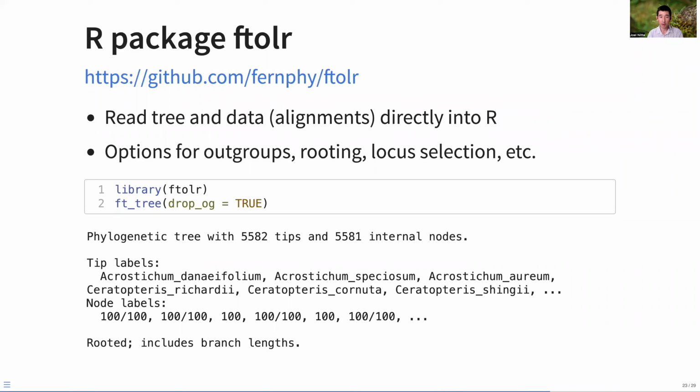Furthermore, we've also made FTOL available through an R package called FTOL-R, so you can read it directly into R. You can also load the alignment data, and you can apply various customizations, such as dropping the outgroup, etc.